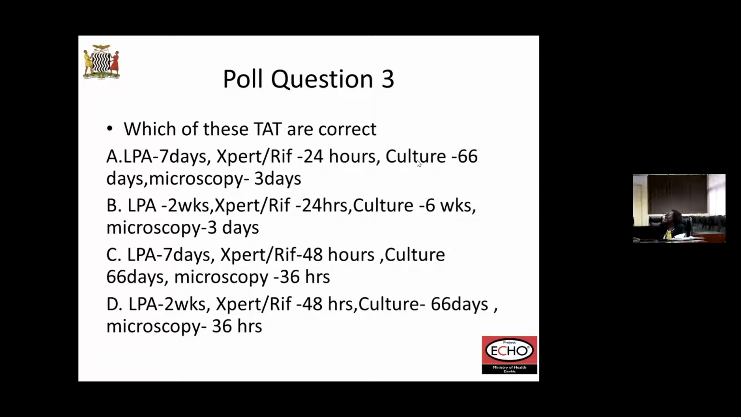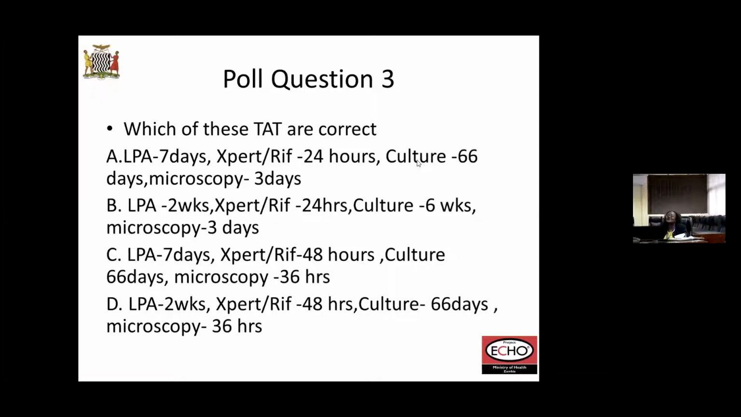Which of these turnaround times are correct? The line probe assay, first line, of course, is it 7 days? The Xpert, 24 hours. Culture, 6 weeks. This is culture with drug sensitivity testing. Microscopy, that's your AFB, 3 days. Or is it the line probe assay, first line, 2 weeks? Xpert, 24 hours. Your sputum culture with DST, 6 weeks. Microscopy, 3 days. Or is it LPA, 7 days. The Xpert, 48 hours.